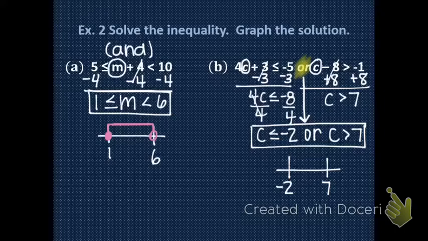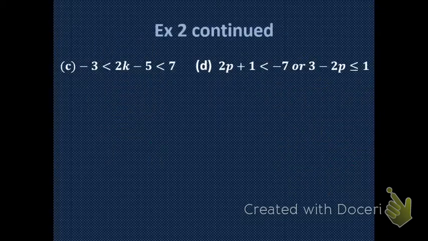All right, the circle on negative 2 should be what? Closed, because it's less than or equal to. And the circle on 7 should be open, because it's just greater than. The arrow from negative 2 should be going what direction? Left, because it's less than. And the arrow from 7 should be going right, because it is greater than. Again, don't assume. Graph what you've actually written, because if your graph ended up looking different than this, you know you did something wrong. All right, letter C.